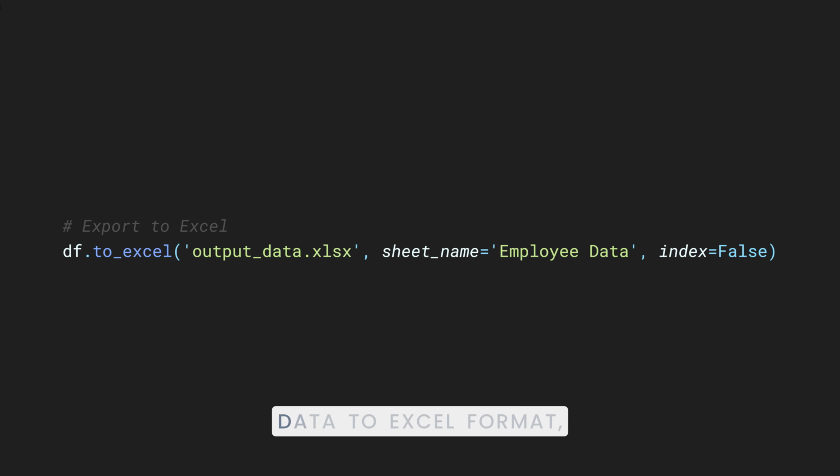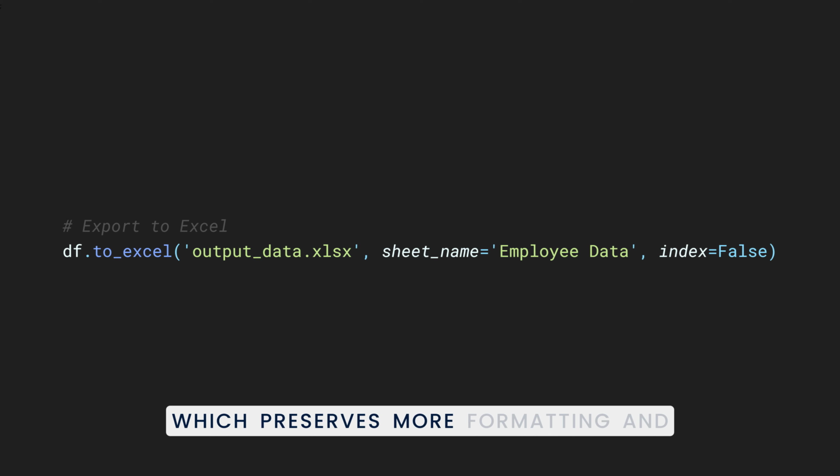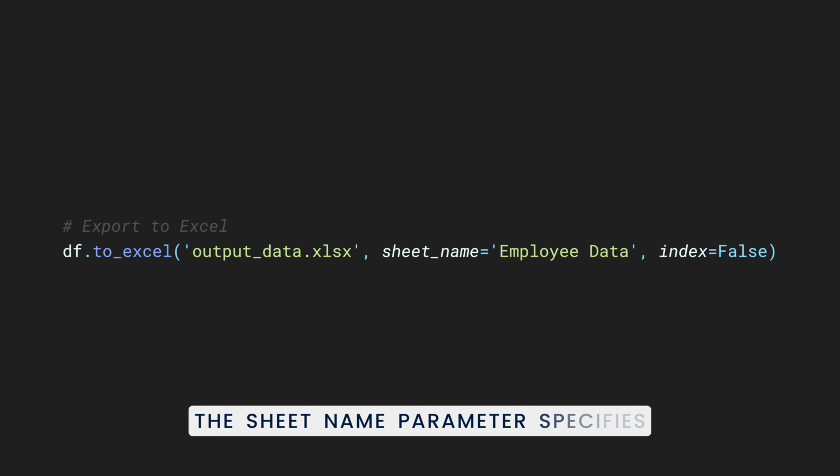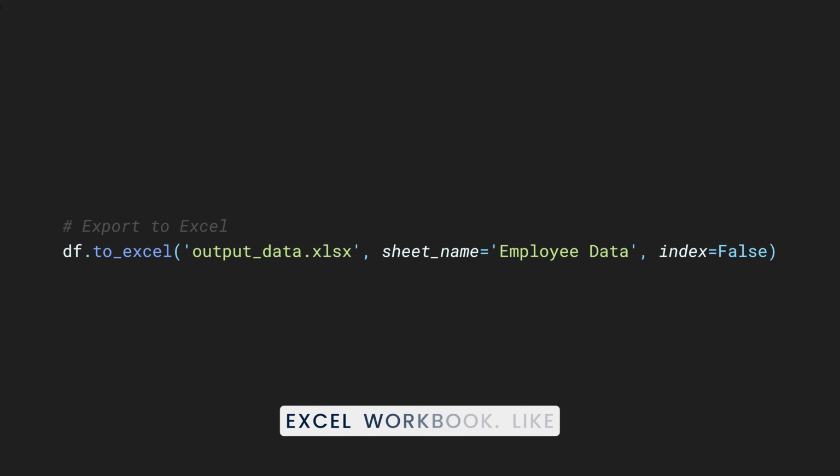Sometimes you need to export data to Excel format, which preserves more formatting and can store multiple sheets in a single file. Pandas' to_excel method exports a data frame to an Excel file. The sheet_name parameter specifies the name of the sheet in the Excel workbook. Like with CSV exports, we use index=False to omit the data frame's index from the output. Excel exports are particularly useful when you need to share data with non-technical stakeholders who prefer Excel, or when you want to preserve formatting information that would be lost in a CSV file.